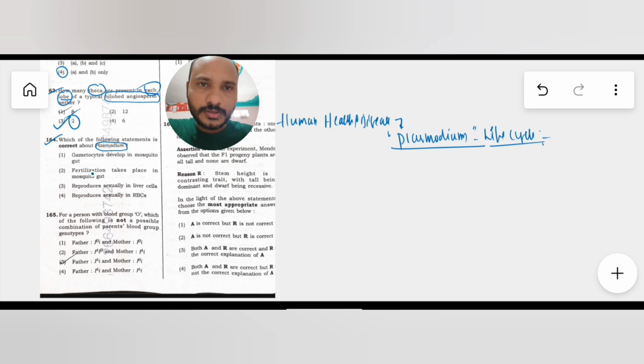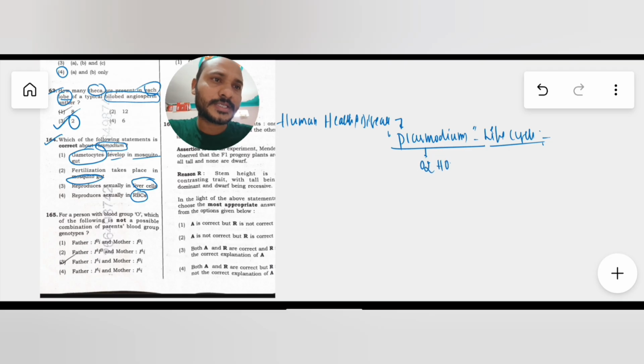Yes. So here we first need to read the options. Gametophytes develop in the mosquito gut. Fertilization takes place in the mosquito gut. So development of gametophytes in the mosquito gut and fertilization also taking place in the mosquito gut. Reproduction sexually in liver cell. Reproduction sexually in RBC.